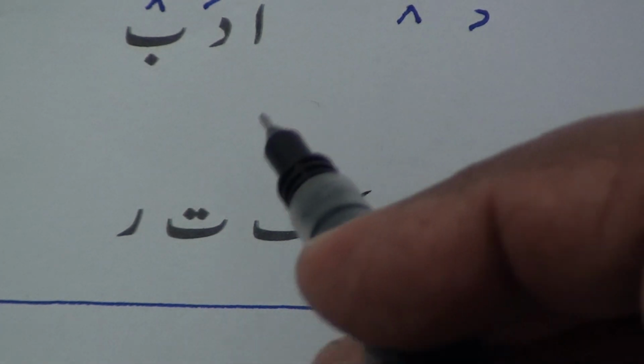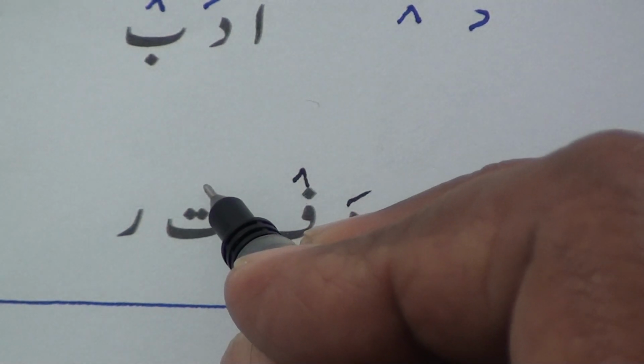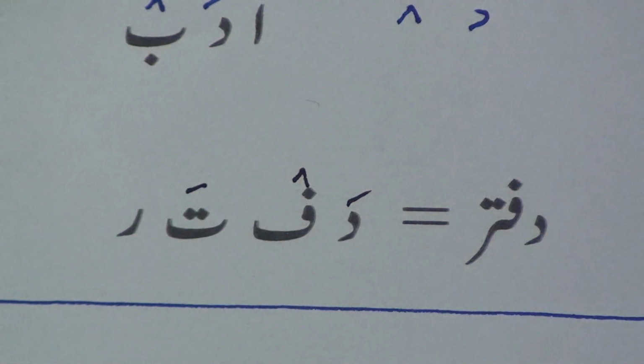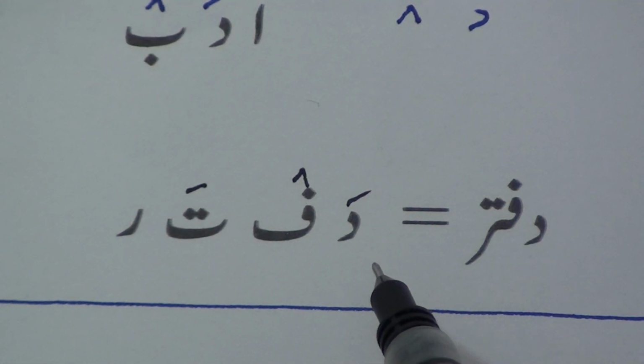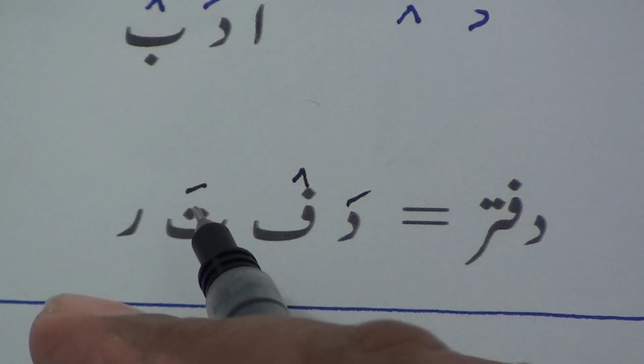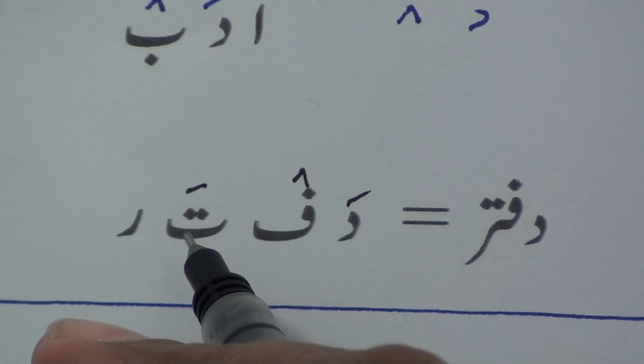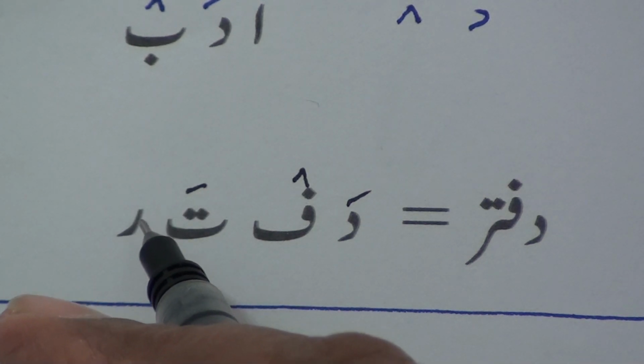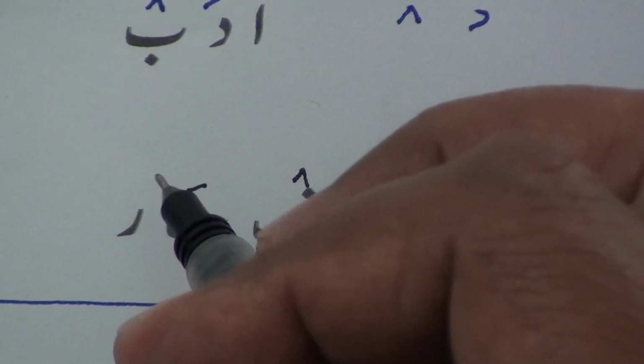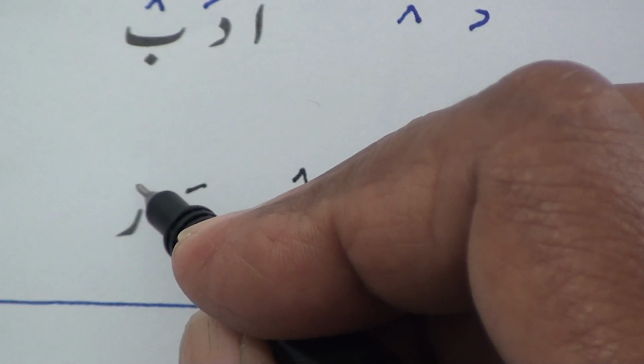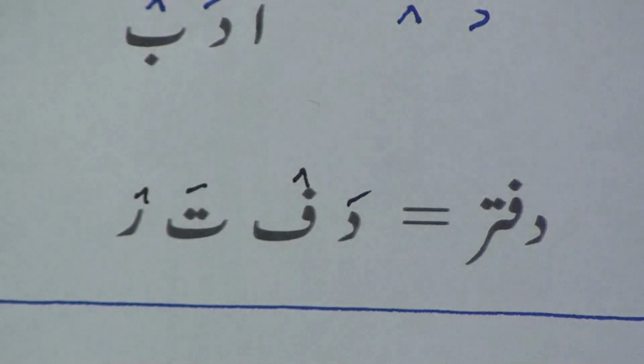There is zabar on te. Now it is dal, fe, daf. There is a ta, daftar, and there is jazm also over re. Daftar. Dal zabar fe daf, te zabar and re tar. Daftar.